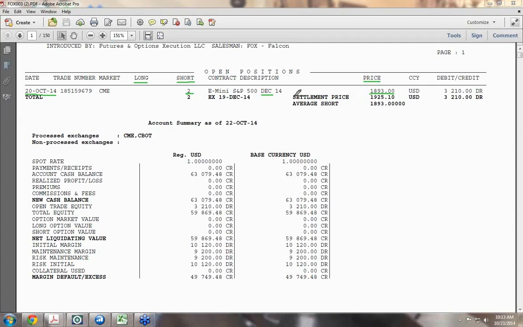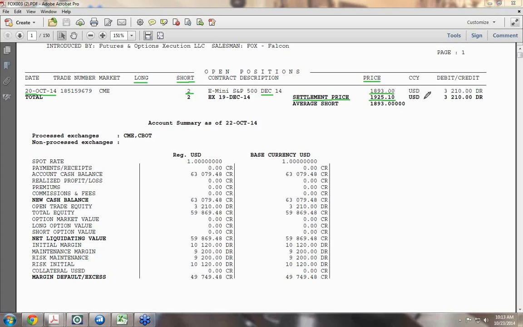Right underneath the price that the actual position was established at is going to be the prior day's settlement price. This is going to allow you to get a quick snapshot as to whether we are ahead or behind on the trade based on the prior day's close. You can see in this case the settlement price from the prior day was 1925.10, which means that if you're short from 1893 and the market settled at 1925, you have about a 32-point difference from where we got in.